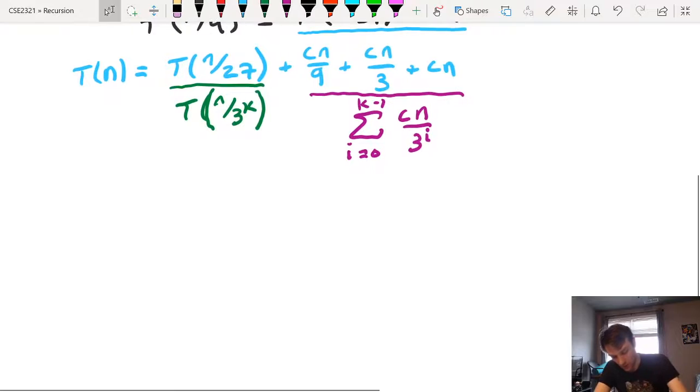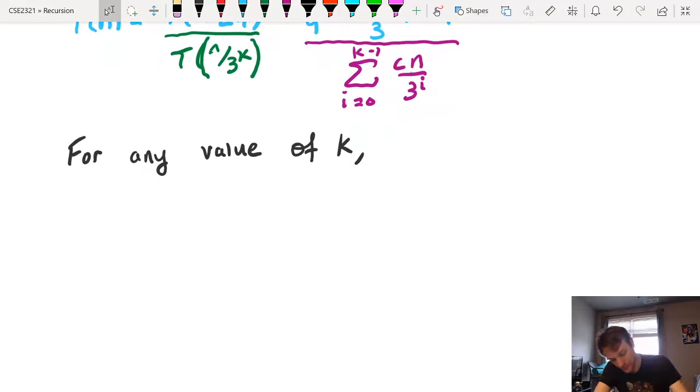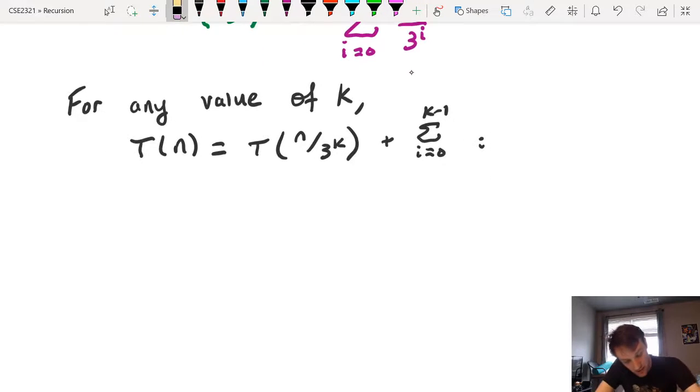That means for any value of k, we have that t of n, the left-hand side that we had still, is equal to t of n over 3 to the k plus that summation, the sum from i equals 0 to k minus 1 of cn over 3 to the i. Let's maybe write that a little bit neater to make it not so hard to look at. Write that as cn over 3 to the i.